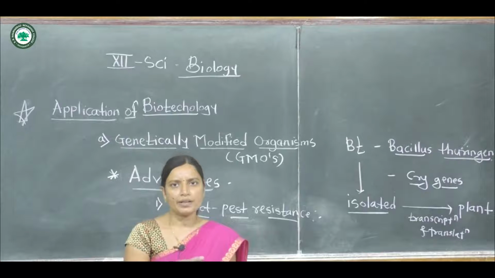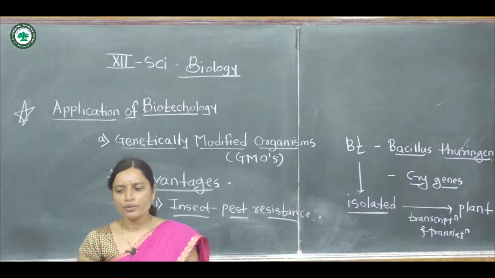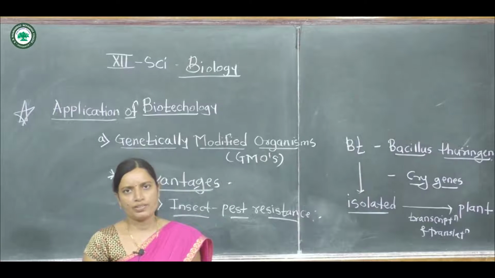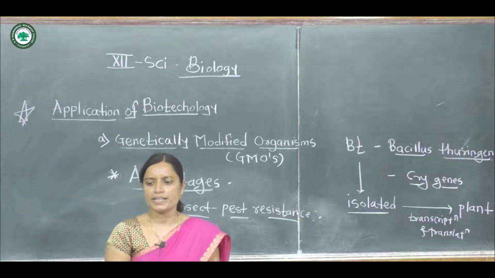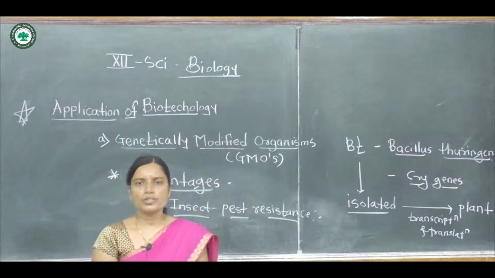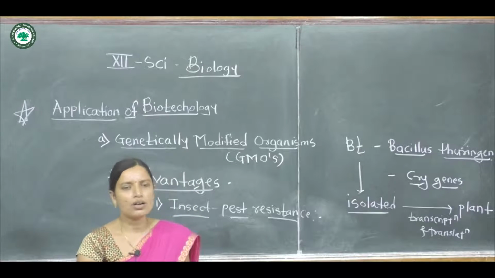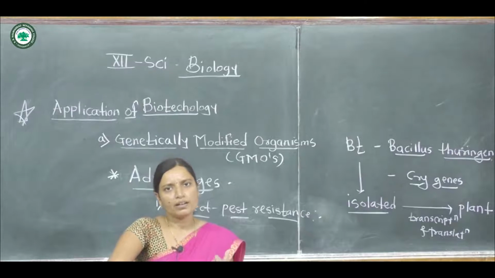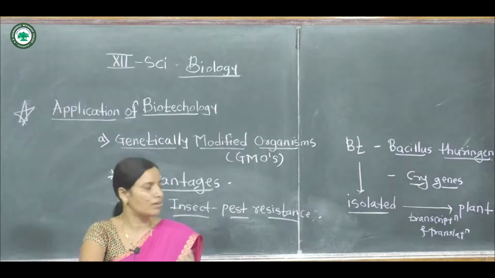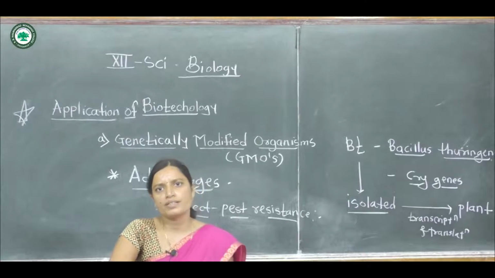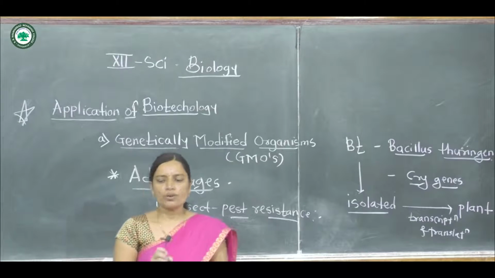Now sometimes the caterpillar larvae bite these plants. This pest caterpillar is a larval stage of the pest, and it can feed on the leaves of the cotton plants. Now this protein gets into the gut of the pest, where the pH is alkaline, and in this alkaline pH the CRY protein, the crystalline form of protein, is converted into toxin.